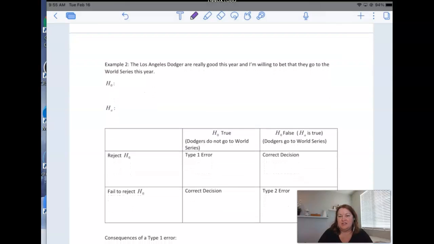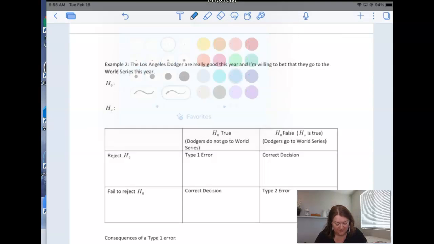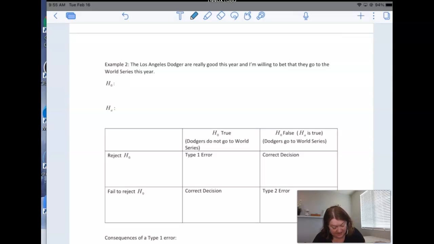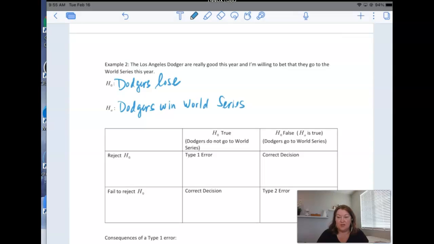The Los Angeles Dodgers are really good this year, and I'm willing to bet that they go to the World Series this year. So what is my claim? My claim is that the Dodgers win the World Series. Right? That means up here I'm going to say the Dodgers lose. Okay, so if I reject H sub O, I'm basically saying I think the Dodgers win, right?